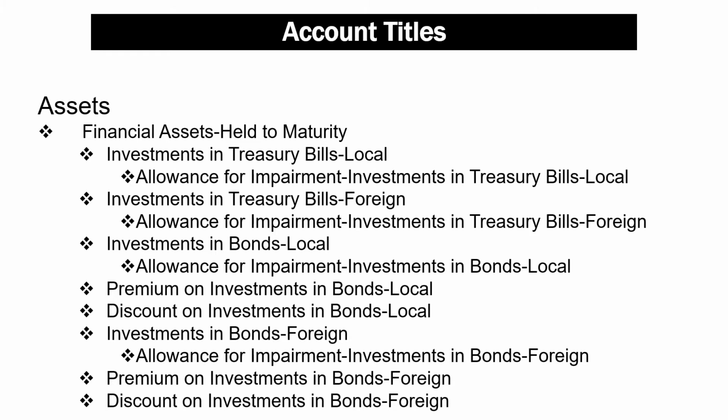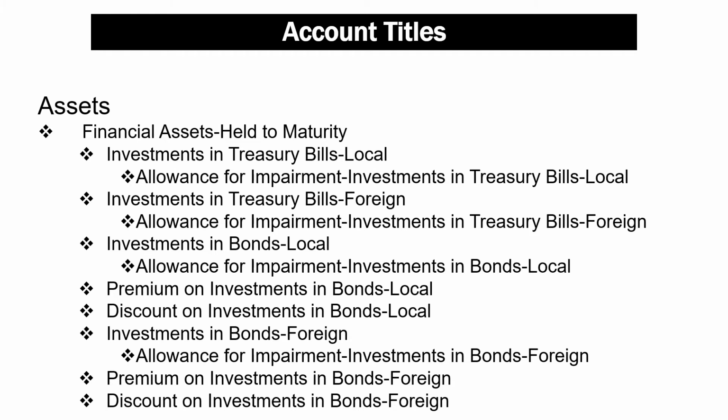So, we have the investment in treasury bills local. So, syempre, meron siyang allowance for impairment kasi kung hindi mo siya makuha in the future or mas matagal, so, bumababa at saka tumataas yung value niya. Ganon din kay treasury bill foreign. And so, with the bonds, then the premium on bond discount, and then the discount on bonds.